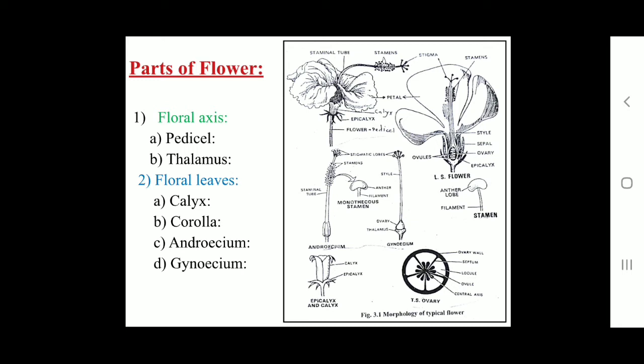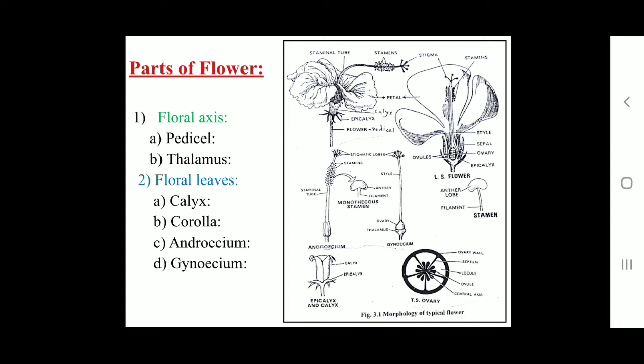Okay, then the fourth whorl of the floral leaves, that is the gynoecium. This is the fourth whorl of floral leaves. Each modified floral leaf is called a carpel. They collectively form the gynoecium or pistil. A carpel consists of three parts.